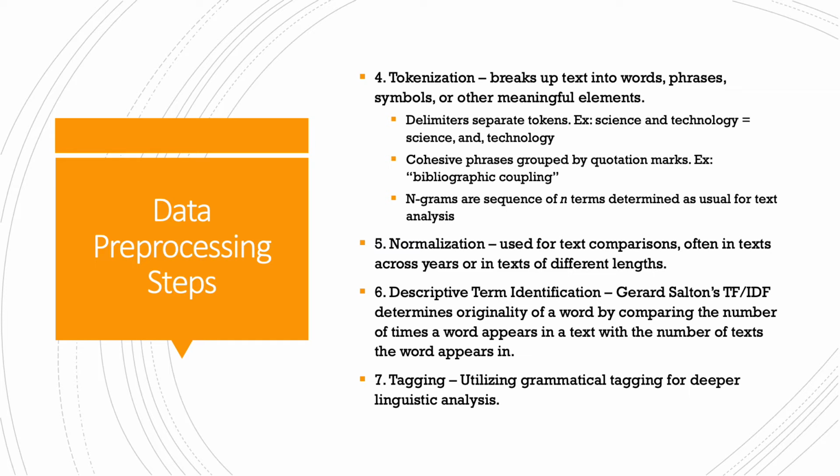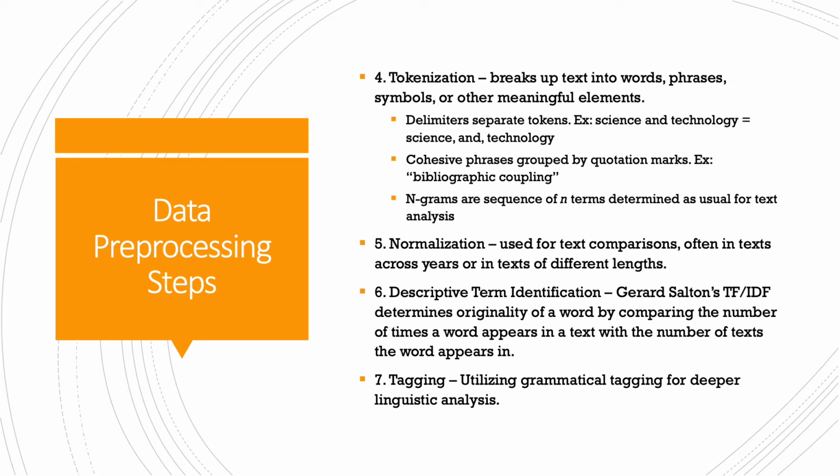Another example is bibliographic coupling. That's one phrase, so you would want to search for those two words together using quotation marks rather than delimiting them. N-grams are a sequence of n terms, determined as usual for text analysis. So you would determine what tokens you are looking for, and those would be your n terms.